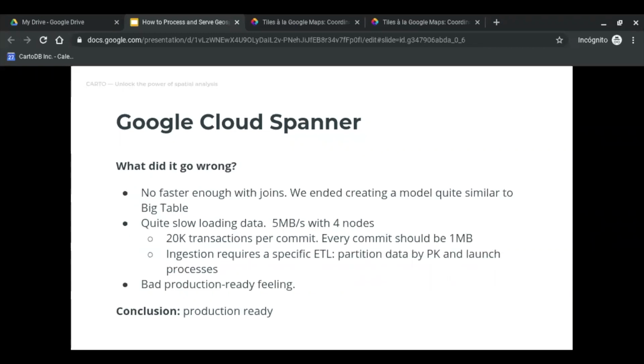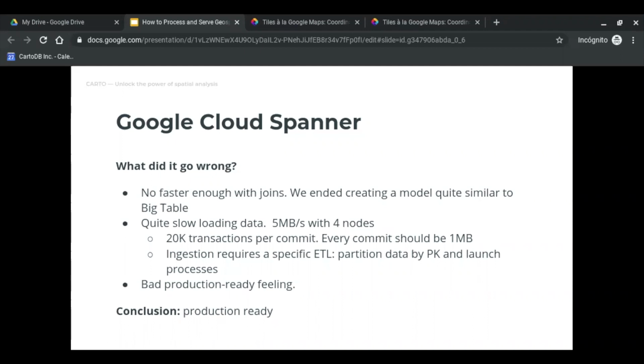But what did not go very well was that it was not fast enough with joins, probably because I don't know if we didn't use it properly, or we didn't understand the product, or what's happening there. But after that, we created a model that was quite similar to BigTable. When we had a problem with the aggregations, we said, okay, well, let's try to pre-calculate this, let's try to change the data format, and at the end, we said, okay, we are using something that is quite similar to BigTable. And the other thing that is quite slow is loading the data.